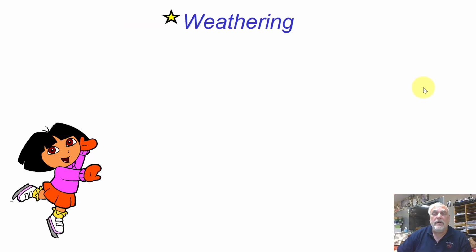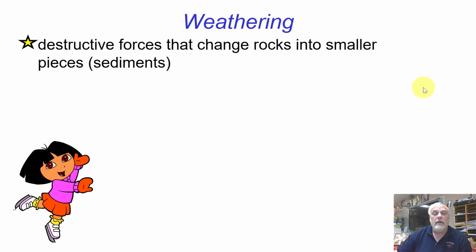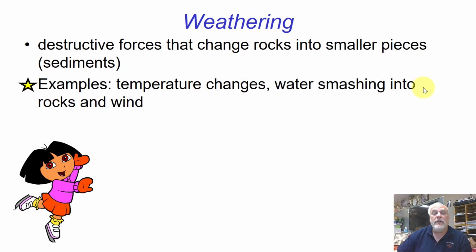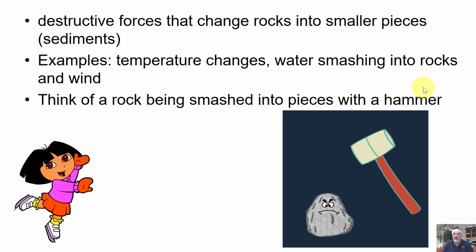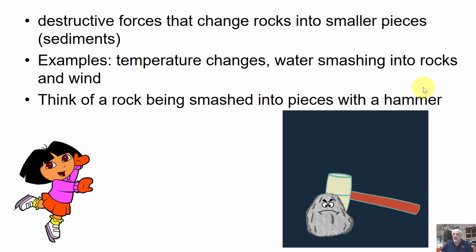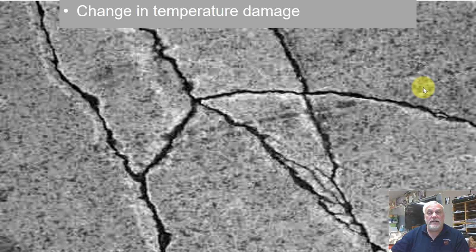How are these sediments made? The way that sediments are made is called weathering, and weathering is destructive forces that change rocks into smaller pieces. Again, we can call those smaller pieces sediments or even clasts. Some ways of weathering include temperature changes, water smashing into rocks, and wind picking up fine bits of sand and rock and smashing them into other rocks. I like to think of weathering as a rock being smashed with a hammer. When you smash a rock with a hammer, you get tiny little pieces. That's weathering.